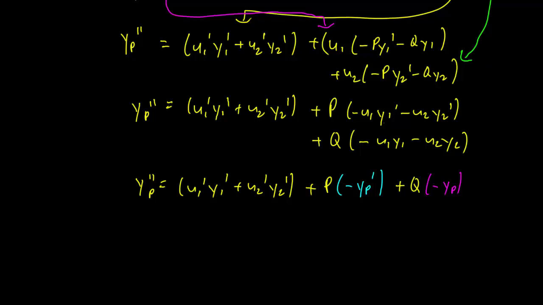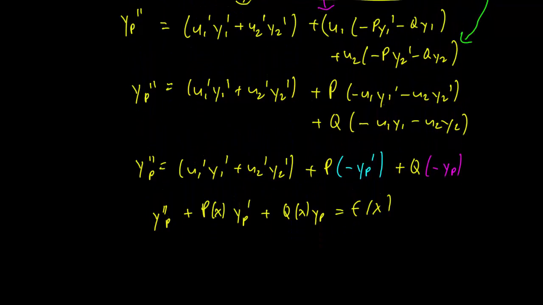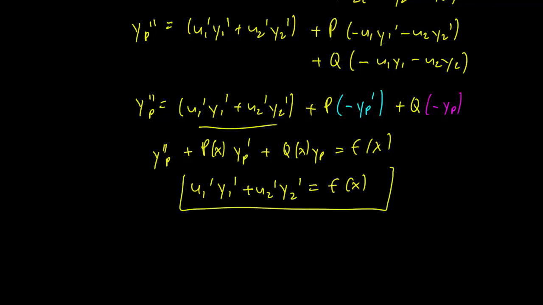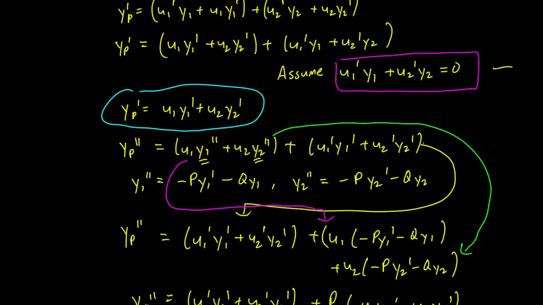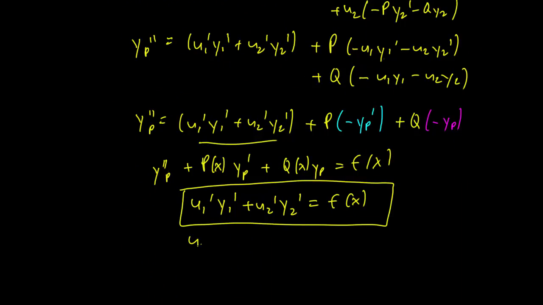So this is our expression for yp'', and substituting into the equation that we were going to solve in the first place, the big equation, what we get is that the p's and the q's all cancel out, and we're left with u1' y1' plus u2' y2' equals f(x). It's just the first term over here, what remains. And this is going to be one equation. Remember that we had a second equation over here. And those are just going to be our two equations that we use to solve for u1 and u2.